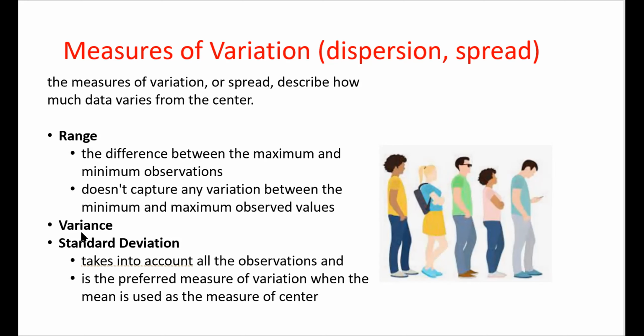Okay, another one is the variance. And the variance is closely related to the standard deviation. In the next slide, I'm going to walk you through finding each one of them, and you'll see how they're related. So the standard deviation takes into account all of the observations, and it's the preferred measure because it uses a measure of the center to compare other values to that measure of the center.